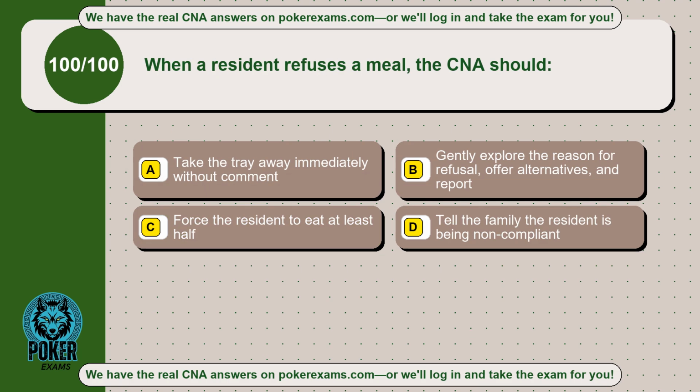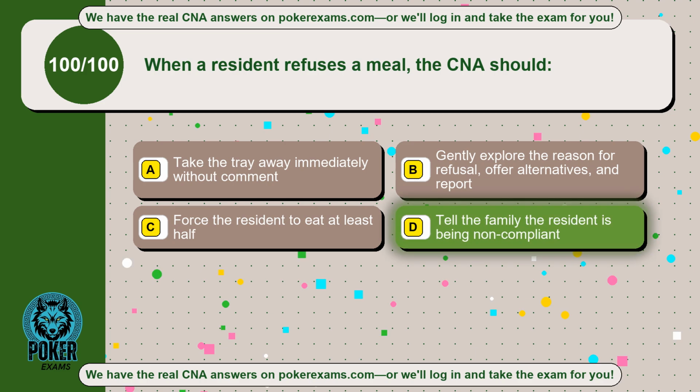Question 100. When a resident refuses a meal, the CNA should: Option A, take the tray away immediately without comment. Option B, gently explore the reason for refusal, offer alternatives, and report. Option C, force the resident to eat at least half. Option D, tell the family the resident is being non-compliant.